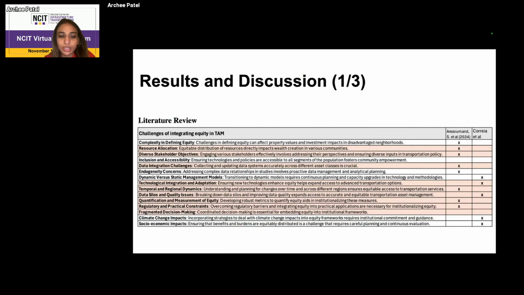Moving on to our findings. In the literature review, here are the 15 different challenges. Each challenge was then examined for its frequency across different studies. Just to mention that this is just a part of the table and not the whole table, as I couldn't fit the whole table in this.